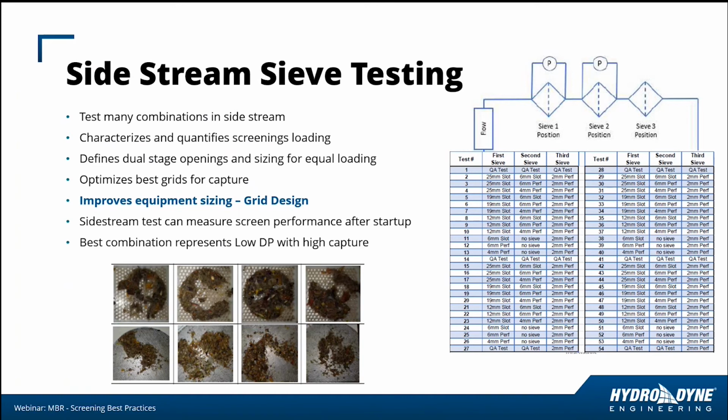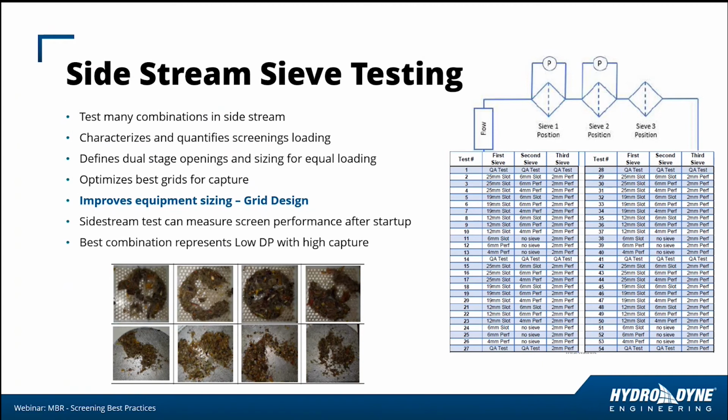So to the right here, we see a side stream sieve test arrangement. This is where flow is taken out of a wastewater treatment process, processed through screening stages, and then back into the flow. And you see the table here with 50 some odd tests of various screening grid combinations. So we can characterize and quantify the screenings loading of each combination. We can look and find the best dual stage setup or single stage setup, should that be the case. So we can optimize for capture here.